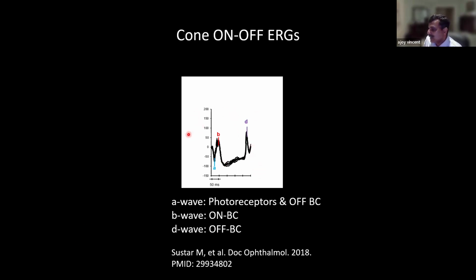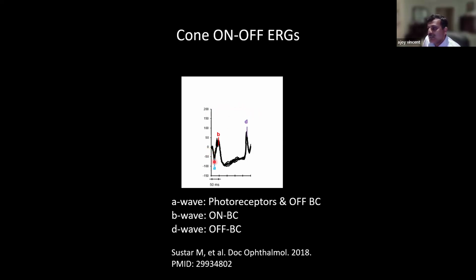This is an extended protocol, not part of the routine protocol. What you have here is a light stimulus which is about 200 milliseconds long. Typically, light flashes are about 5 milliseconds, which is extremely short. When you have a long duration stimulus, like 150 or 200 milliseconds, you will have an A wave.